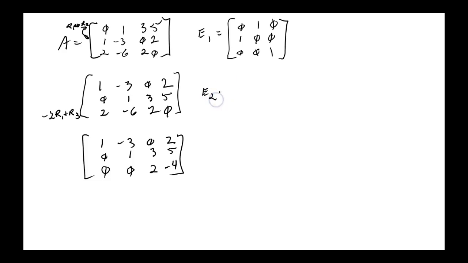This we're going to call E2. We're doing example three at the top of page 76. 1, 0, 0, because we didn't change anything in the first row. Zero, 1, 0, didn't change anything on the second row. Then we have 0, 0, negative 2. Yep.